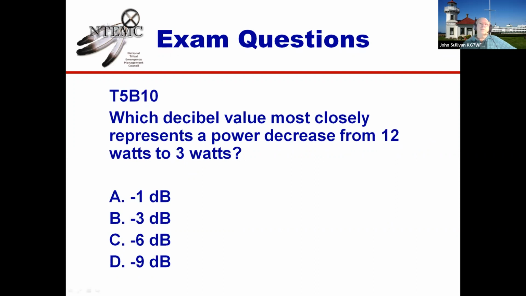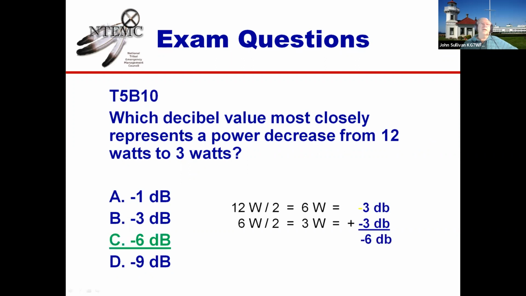Which decibel value most closely represents a power decrease from 12 watts to 3 watts? Okay, 12 to 3. That's not half, that's a fourth, right? So that would be a minus 6 dB. Each halving is 3 dB, so you have 2 halvings, 3 and 3 is 6.